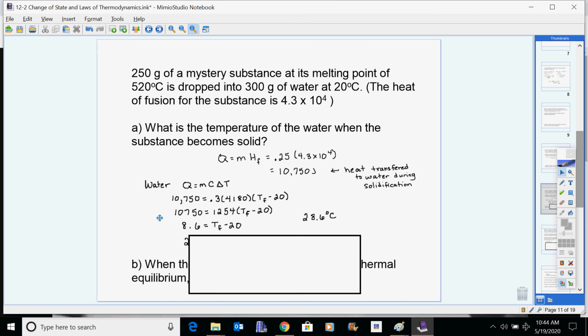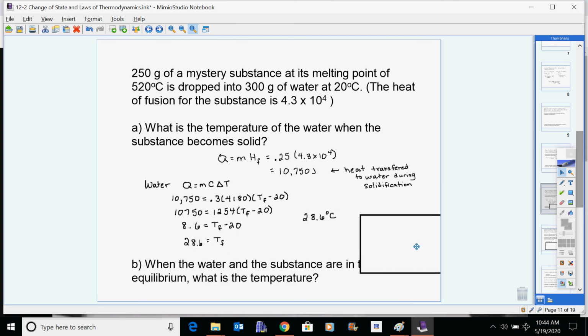Or you can even divide both sides by 1254, whichever your preferred method is of getting your solution. So our final temperature, 28.6, is our final temperature of the water. Now that's just simply how much energy it took to change the state into a solid, and then it heated the water up that much.